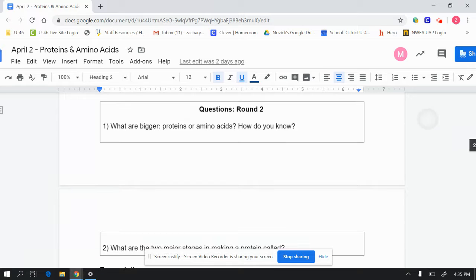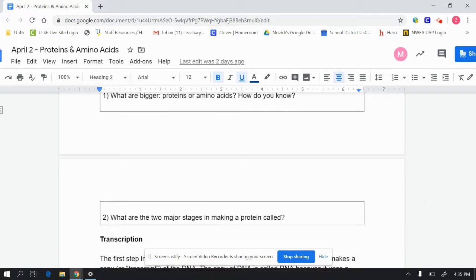Questions, round 2. What are bigger, proteins or amino acids? How do you know? What are the two major stages in making a protein called?